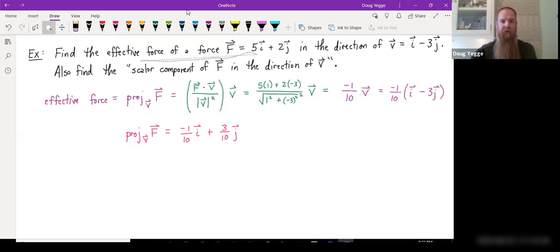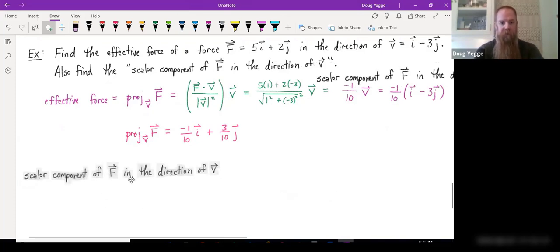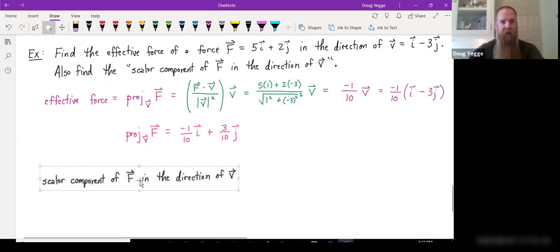So if I'm trying to find the scalar component of f in the direction of v, then keep in mind that all that's saying is find the projection or the magnitude of that projection. How big is that going to be? Okay. Well, let's go ahead and put that down here. I was a little lazy about not wanting to rewrite all of that. So let's find the scalar component of f in the direction of v. Well, that's nothing more than just the magnitude of the projection of f onto v.